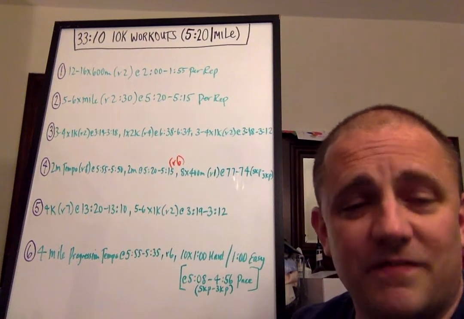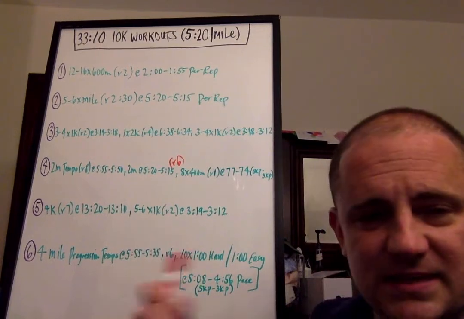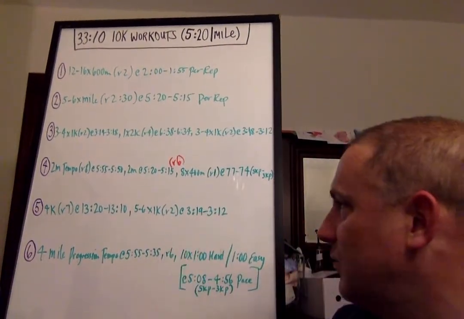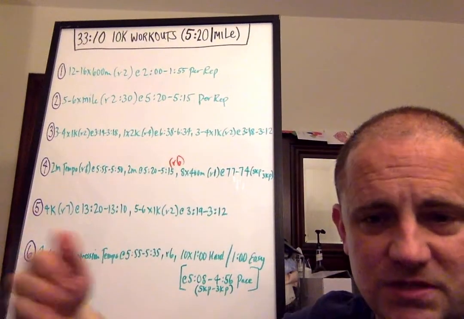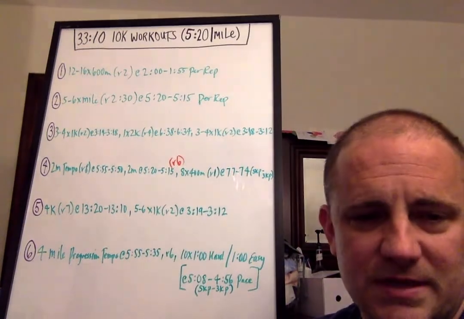It's basically 5:20 to 5:16 pace. Then on the back end, you do 5 to 6 times 1K, 1,000 meter repeats with a 2-minute recovery at 3:19 to 3:12, which is slightly under. That's about 5:18 to 5:14 pace or something like that.